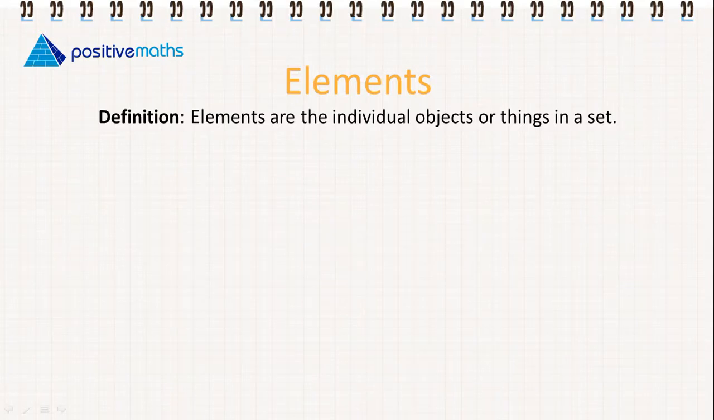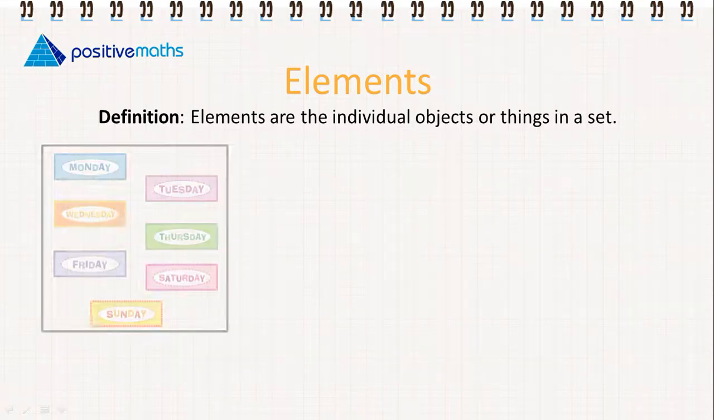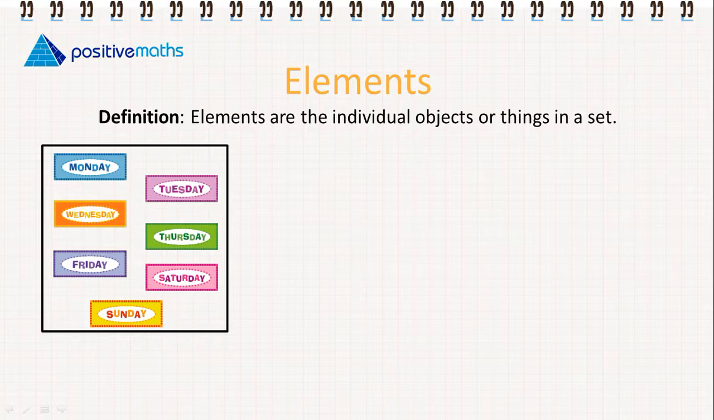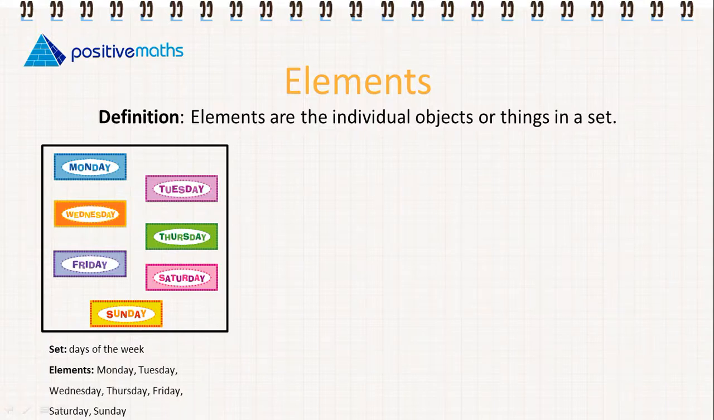Now we're going to discuss elements. So again, the definition. Elements are the individual objects or things in a set. So if we look at our example again, we have the set of days in a week. The elements are Monday, Tuesday, Wednesday, Thursday, Friday, Saturday, and Sunday. So each of these is one element.